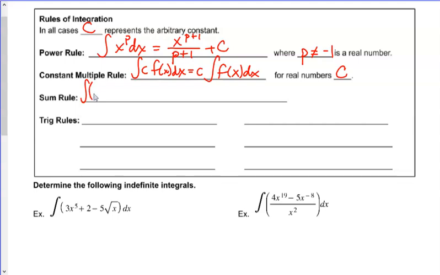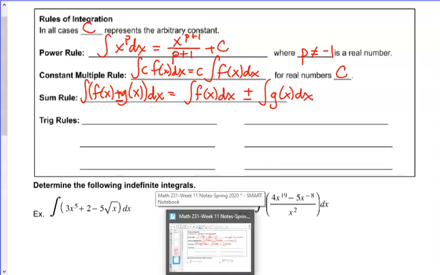If I want to integrate, say, a polynomial that I'm adding or subtracting together, then if I have two functions that I'm adding together, and actually I'll go ahead and put a minus in there too because this works for plus or minus, then I can integrate the first function in terms of x, add to that the integration of the second function in terms of x, or subtract it. Basically you're just integrating individually. You're treating them as separate problems and working through that.